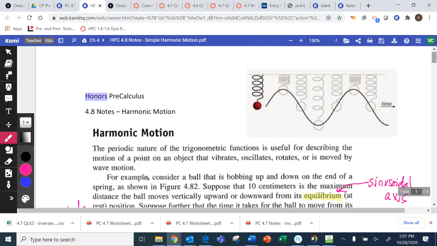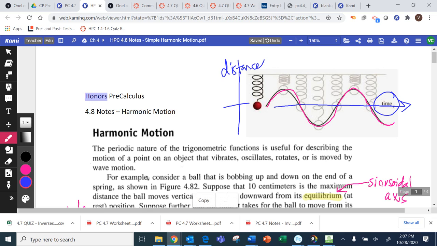And I took this picture where it actually is showing the ball going up, middle, down, middle, up, middle, down. And then what is happening on the x-axis is time. On the y-axis is distance. So we have time rather than just angles for these.